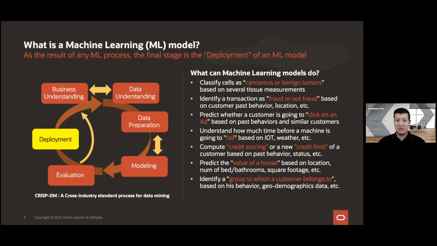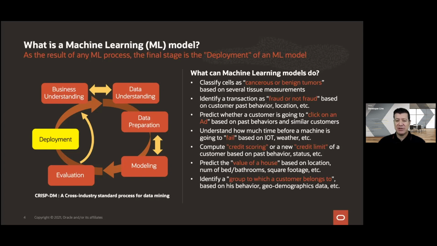It can be as simple as I want to classify a cell as benign or malignant tumors, right? Or fraud or non-fraud, or I want to check the probability of a person clicking on an ad. I want to understand how long before a machine fails. I want to compute credit scoring, right? So all of these things are, at the end of the day, models.